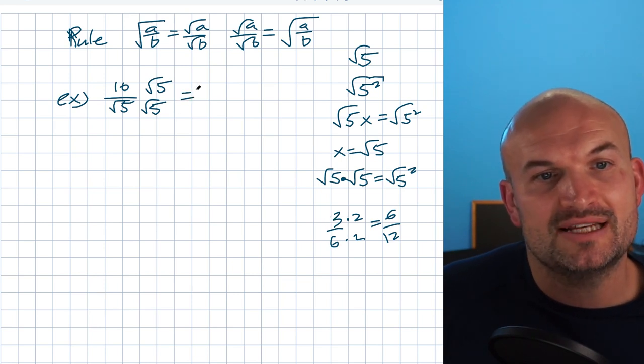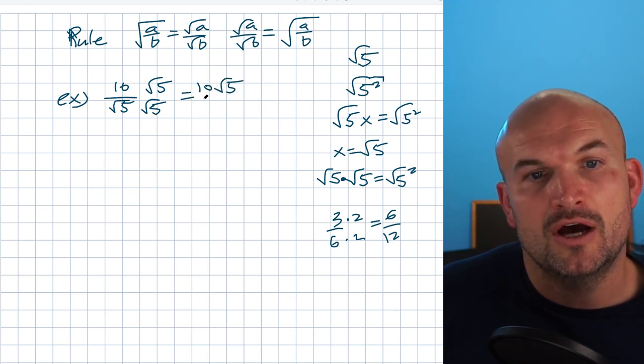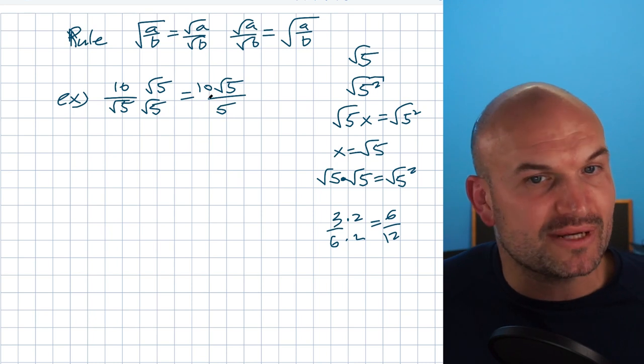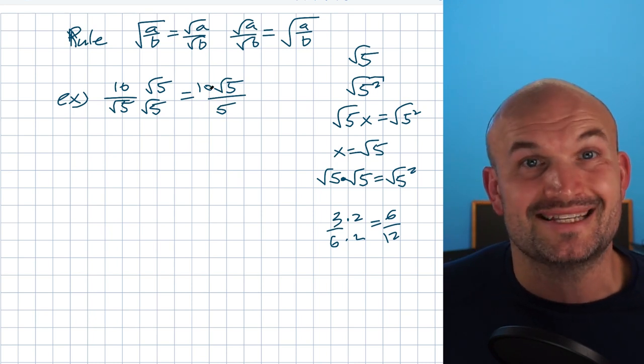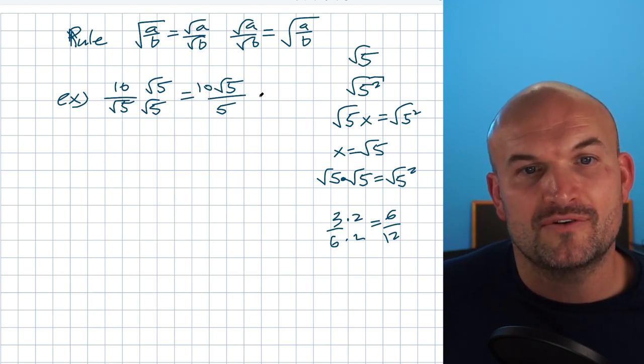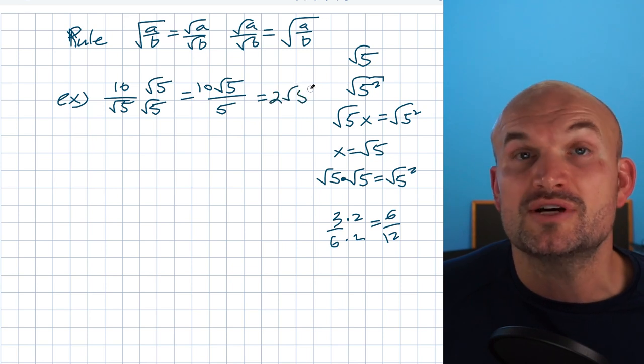So when I go ahead and simplify this, I get 10 square root of 5 over 5. Now, again, remember, we can still simplify this, right? The 5 divides into 10 2 times. So therefore, that's going to leave me with 2 square root of 5.